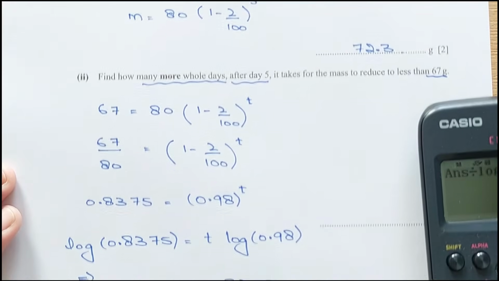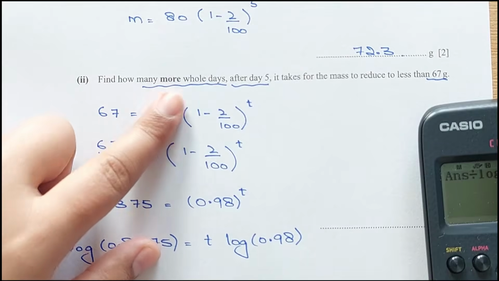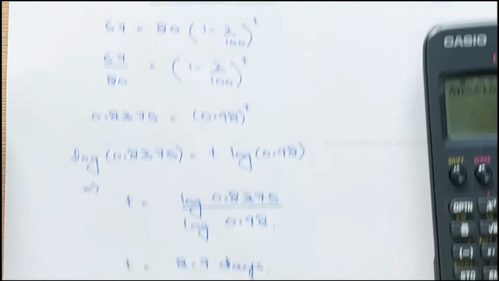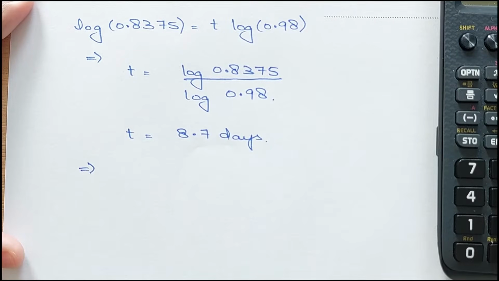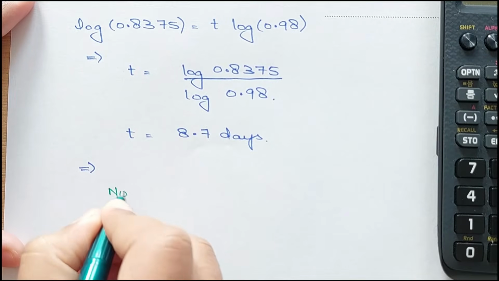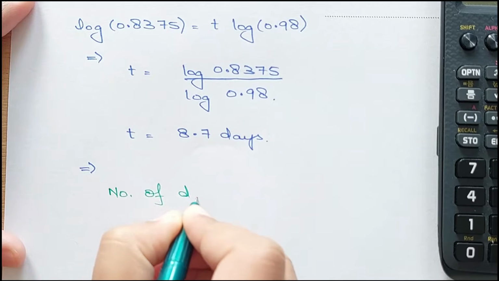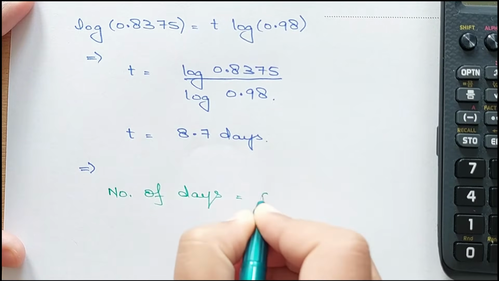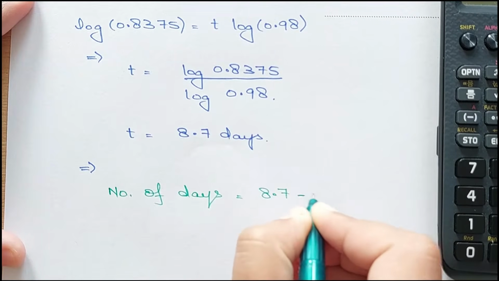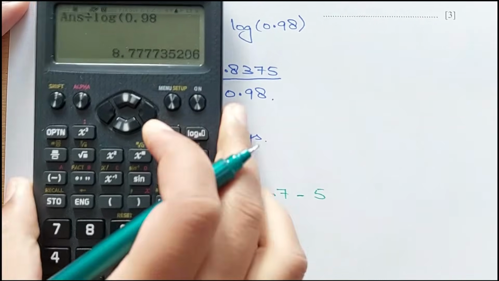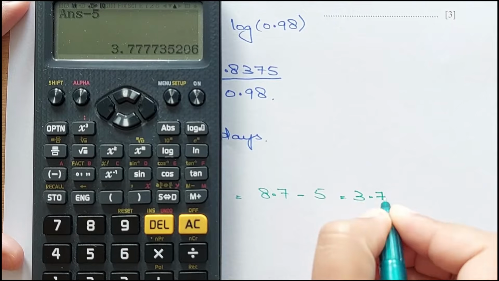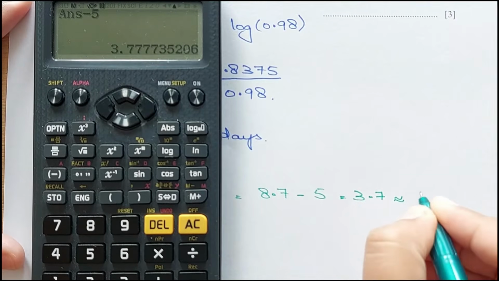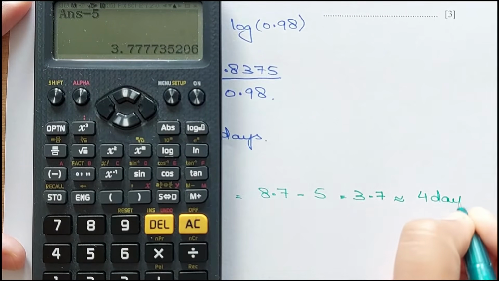Right, now the question is how many more whole days after 5 days. So after 5 days, we need to find the number of days after 5 days. That is 8.7 subtract 5, so minus 5, that equals 3.7 days, and we need to find the whole days. So we need to round, that is 4 days.